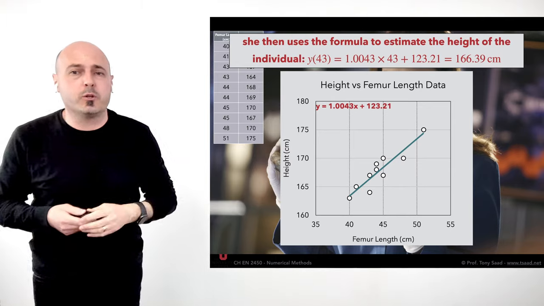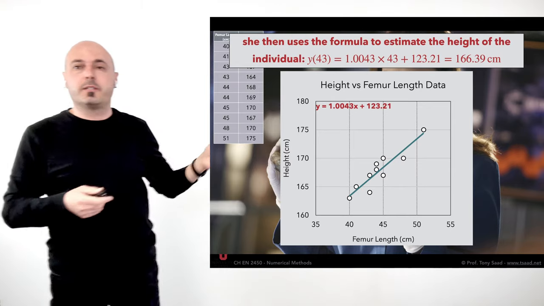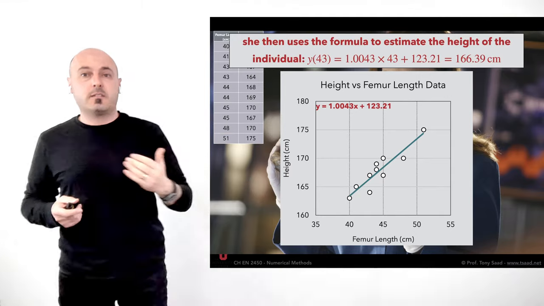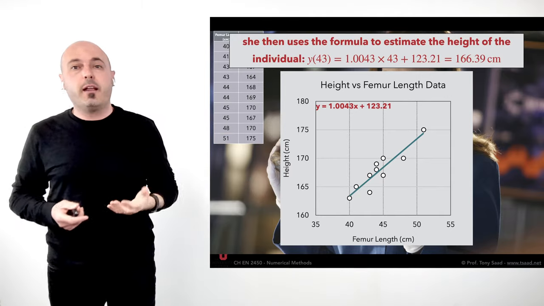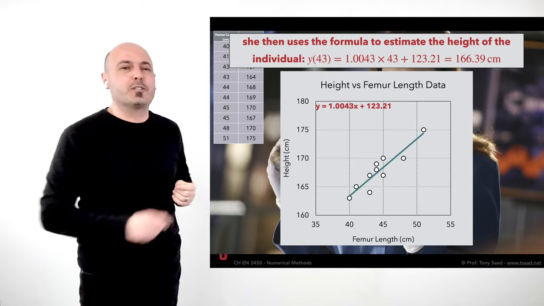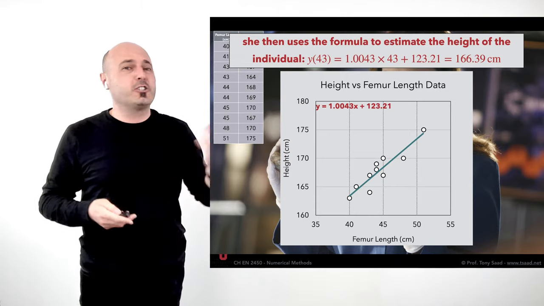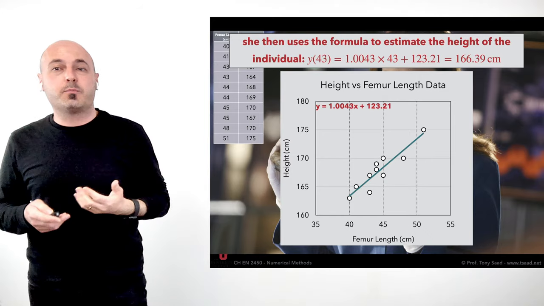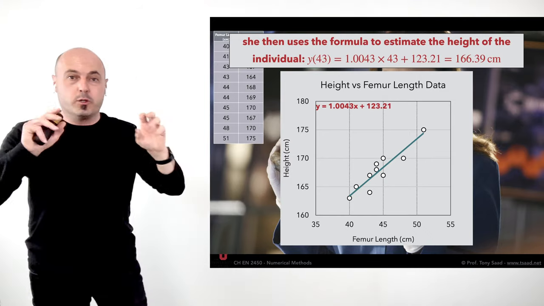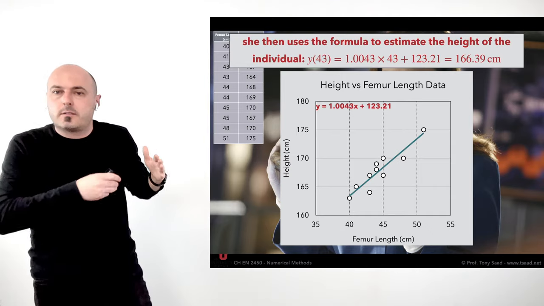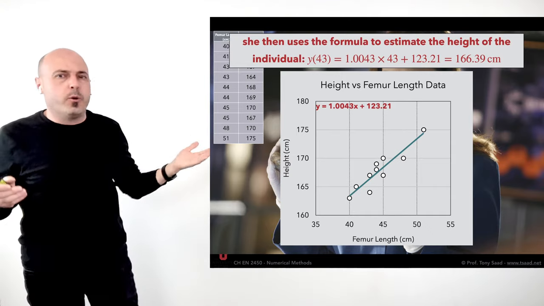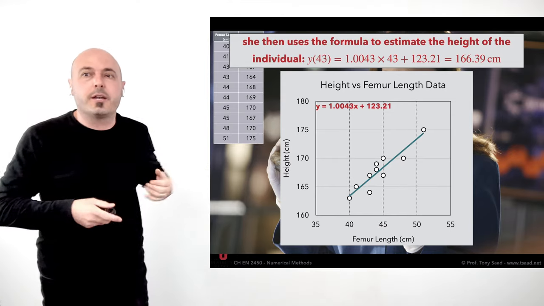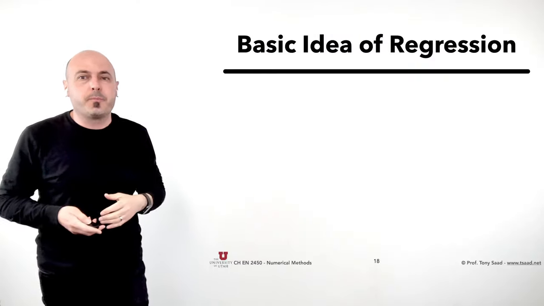And she gets that formula, which is y equals 1.0043x plus 123.21. So y in this case represents the person's height, and the x value represents the femur length. And with that formula, she just plugs in 43 centimeters and she gets a height of 166.9 centimeters. Now you see the straight line resulting from what we call the regression doesn't touch any of the points in this case. It just goes in between them, but it captures the trend, okay?